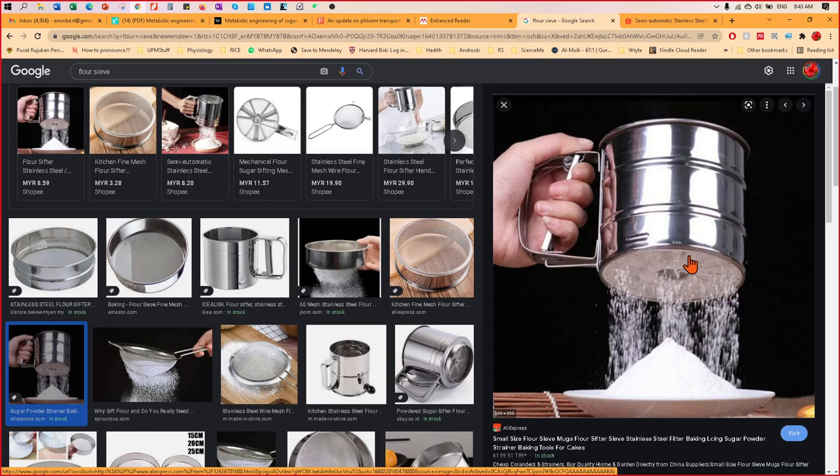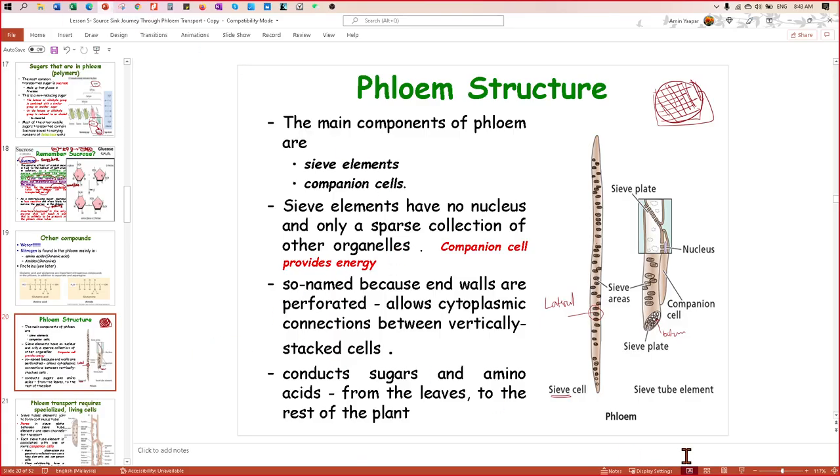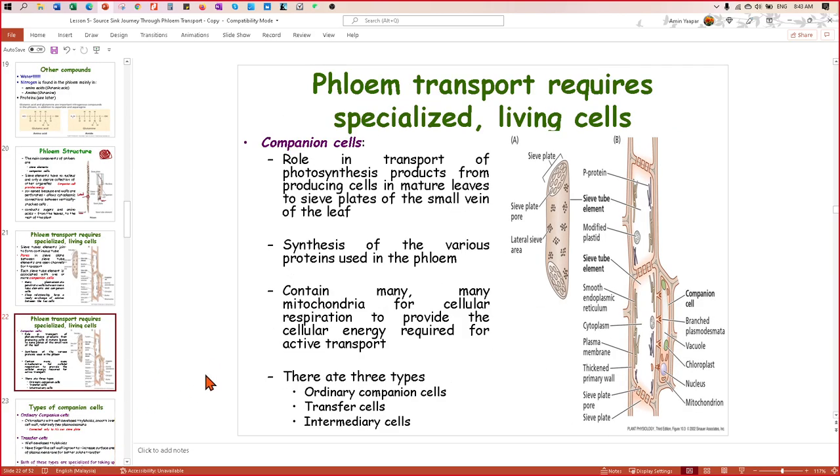Okay. So this is pretty much like your sieve elements. So you see at the bottom, it's highly perforated. So whatever comes in here will come out the other way. It looks so much finer. It lets stuff go through it, as long as the stuff is not big enough to be blocked by the holes. Right. Okay. What else? You also have the companion cells, the second part.